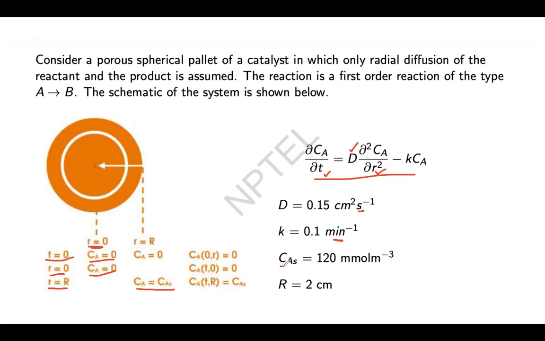Next is CAS. As I said earlier, at any time when r is equal to R, that is at the surface of the catalyst, we said that the concentration of Ca will be some constant value. What is that constant value? The constant value is supposed to be 120 millimole per meter cube. Now, what is the radius of the catalyst? That is the next important variable that we have. The radius of the catalyst, that is capital R, is nothing but 2 centimeter. So this is the information that is given to us, and we need to try to solve this problem. Do you have any questions about how this problem is formulated?